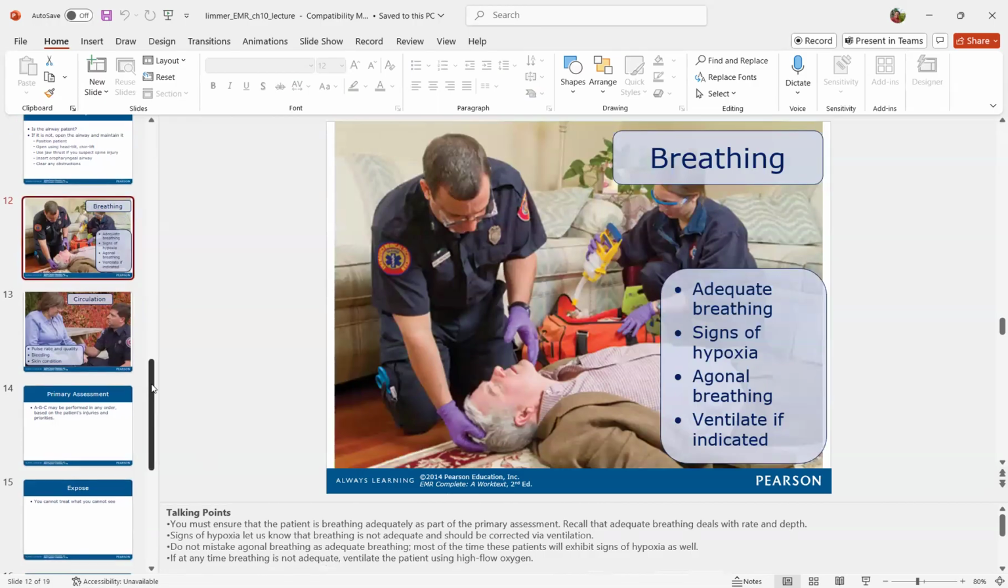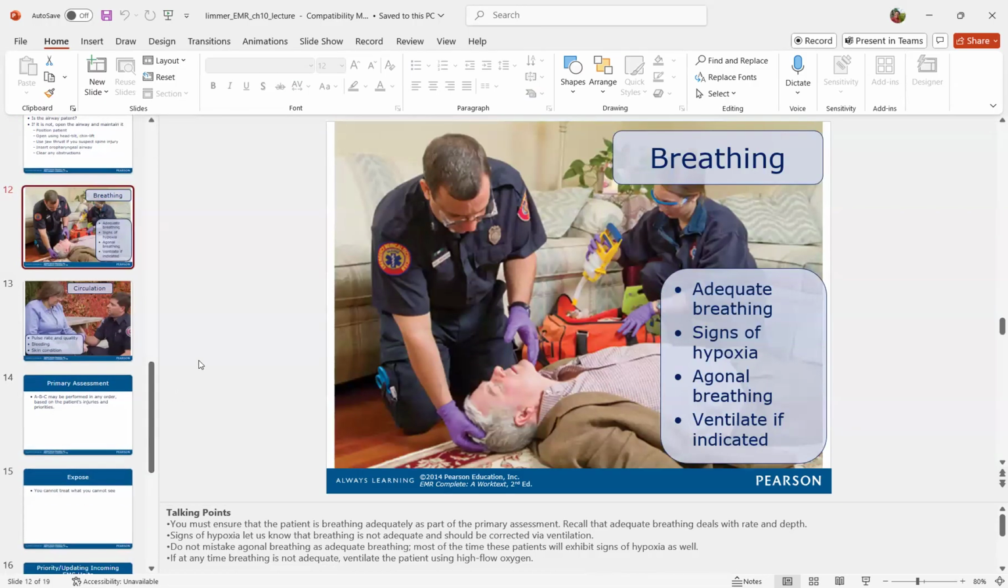For breathing, we have to ensure that the patient is breathing adequately as part of the primary assessment. Adequately deals with the rate and the depth of their breathing. Signs of hypoxia, which is lack of oxygen, tell us their breathing is not adequate and should be corrected. So we're probably going to have to get the bag valve mask out and start ventilations.